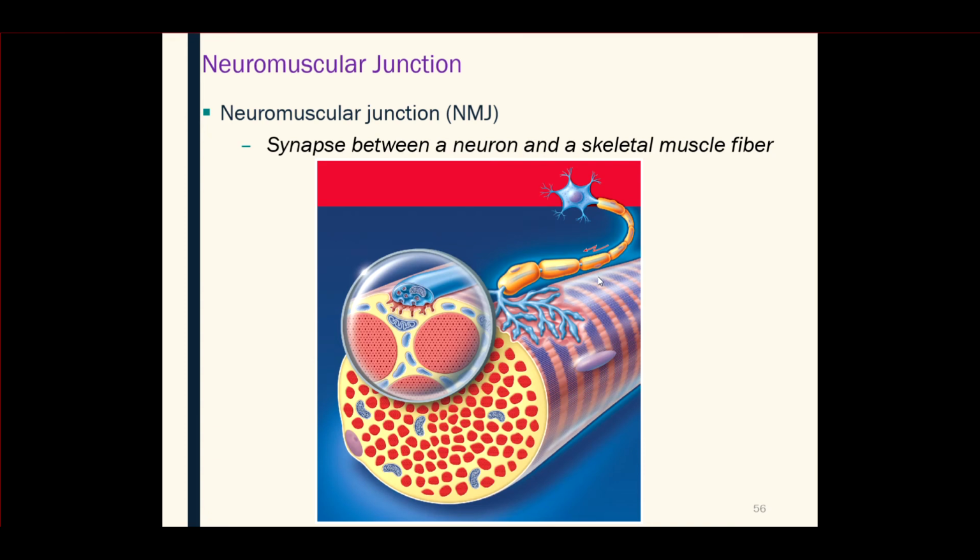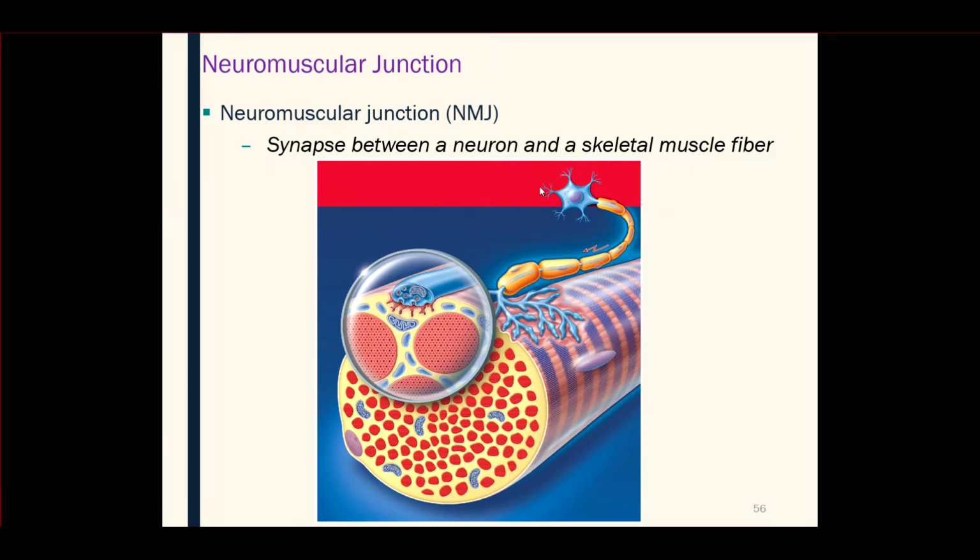So let's take a look at this neuromuscular junction. Neuro means nervous system. Obviously, muscular means the muscle system. So this is going to be the connection between the nerve cell and the muscle fiber. A lot of times we just abbreviate it the NMJ. It's the synapse, and synapse just means a meeting point between the neuron and the skeletal muscle fiber. So let me show you this picture here in your book.